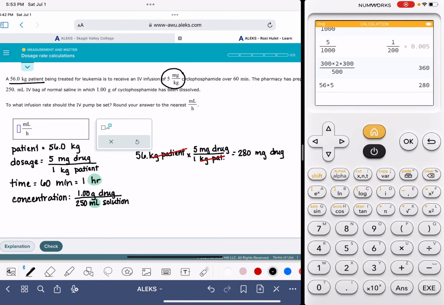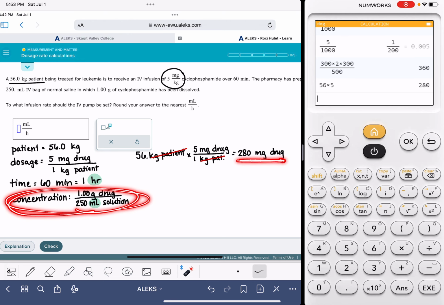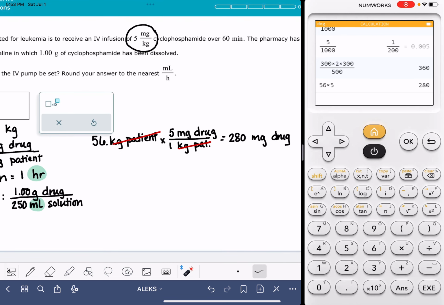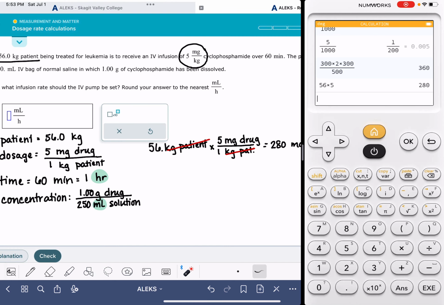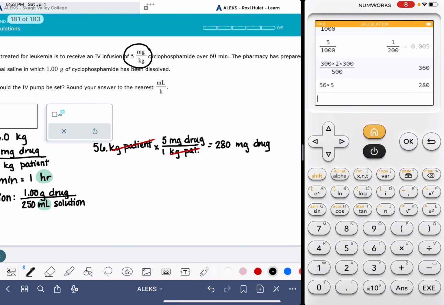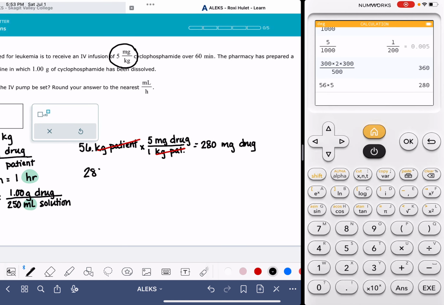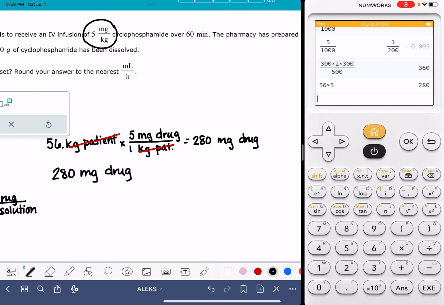And next, what I'm going to do is figure out how many milliliters of this solution are going to contain this 280 milligrams of drug. Now notice I have a little bit of unit incompatibility. I calculated the amount of drug in units of milligrams, and in order for me to figure out how much solution I need, that amount needs to be in units of grams. So before I proceed too much further, I'm going to take my 280 milligrams of the drug and do a unit conversion.